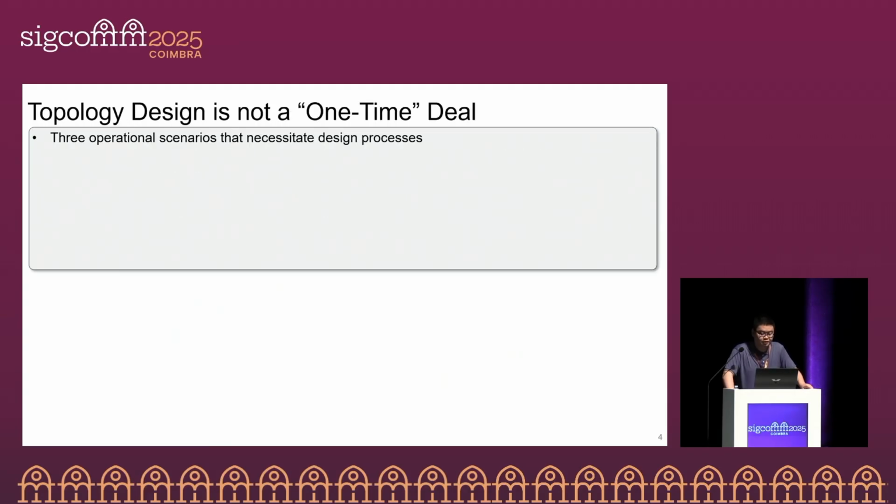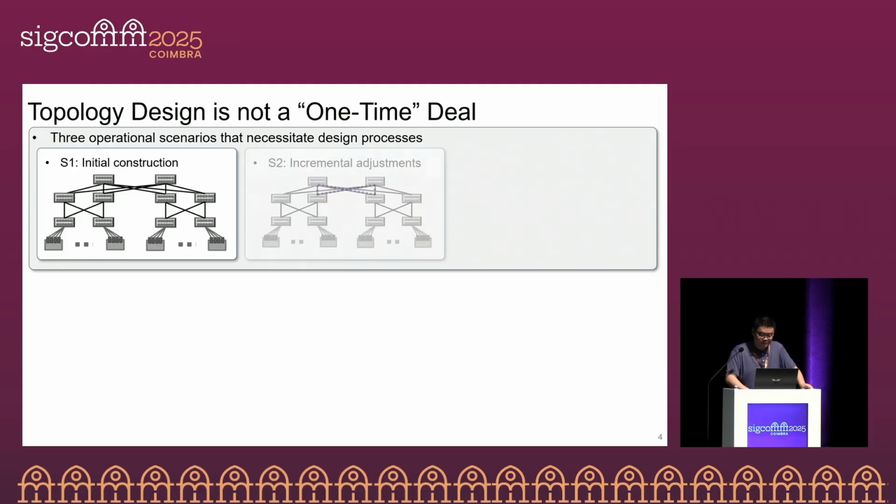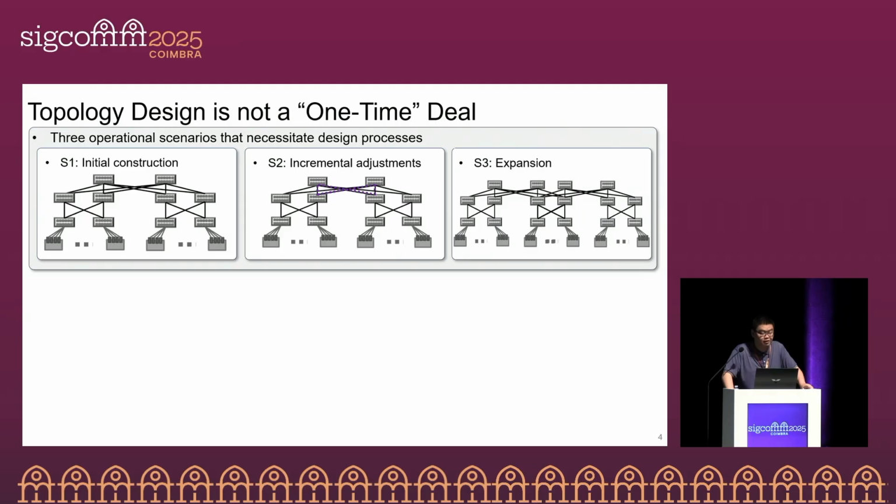Topology design is also not a one-time deal. There are at least 3 scenarios that necessitate design processes. The first is initial construction, where architects build a new cluster to meet specific needs. The second is incremental adjustment, such as recabling to reduce hardware cost. And the third is expansion, such as scaling a 1,000 GPU cluster to 4,000 GPUs.